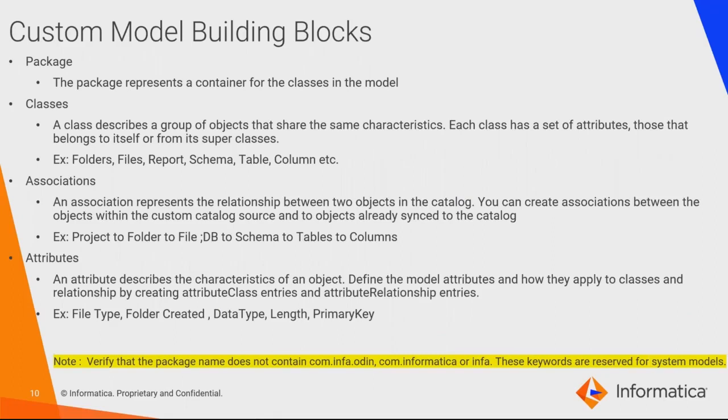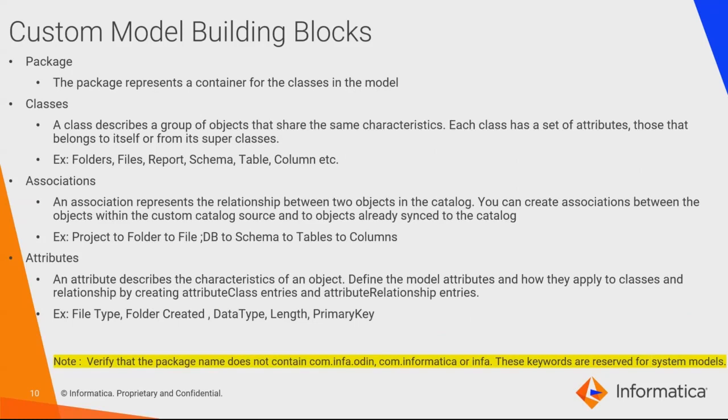All right. So basically, a custom model is a collection of blocks, such as package, classes, associations, and attributes. The package represents a container for the classes in the model. Basically, what are the classes that you will be creating as part of the model? That is a placeholder with reference to the package.